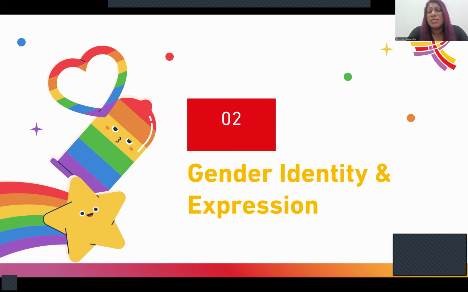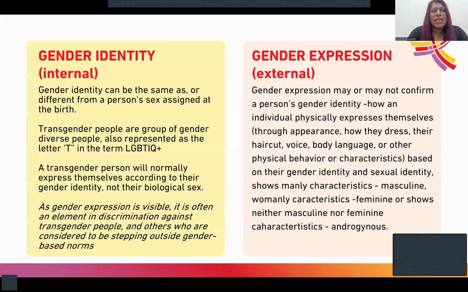Next, let's talk about gender identity and expression. Gender identity is how we feel inside, whether we identify as male, female, both, or neither. This internal sense of identity may or may not align with the sex assigned at birth. For example, a person assigned female at birth may internally identify as a man, which makes them a transgender man.